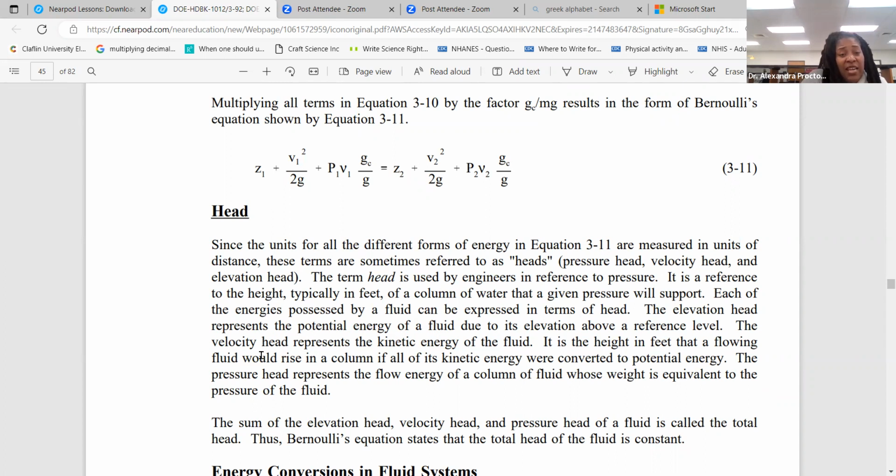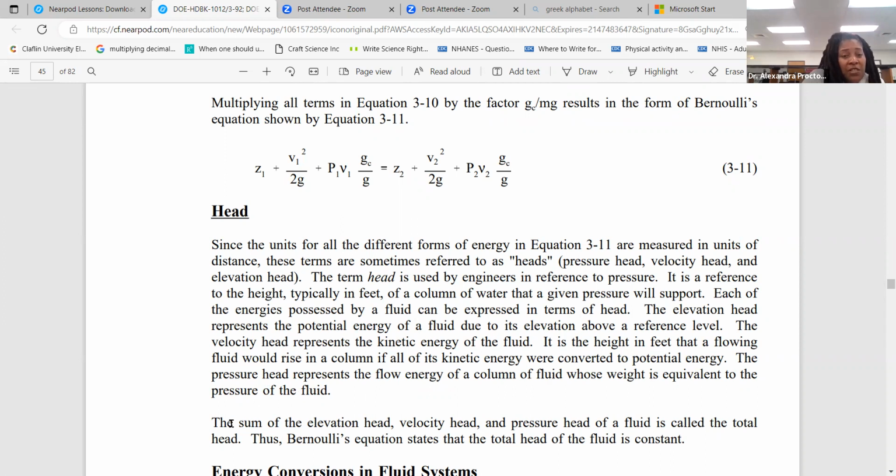The elevation head represents the potential energy of a fluid due to its elevation above the reference level, and the velocity head represents the kinetic energy of the fluid. And it is the height in feet that a flowing fluid would rise in a column if all of its kinetic energy was converted to potential energy.